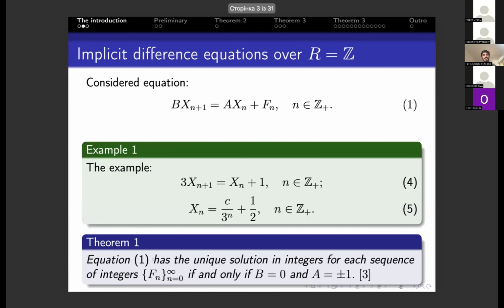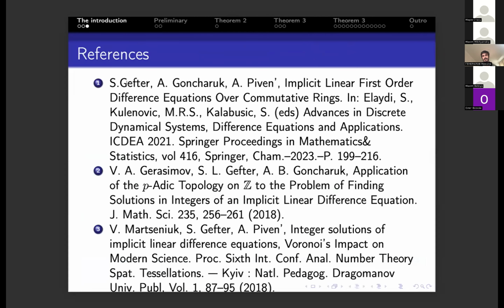For example, consider the implicit difference equation 1 over the ring of integer numbers. This equation was studied recently by a hierarchy of mathematicians: Gefter, Goncharov, Pivarny, Gerasimov, Martinyuk, and others. Especially over the ring of integers, it was studied, for example, in work 2.